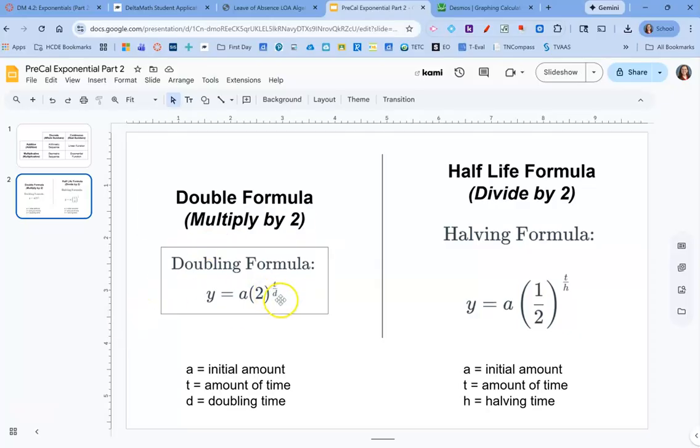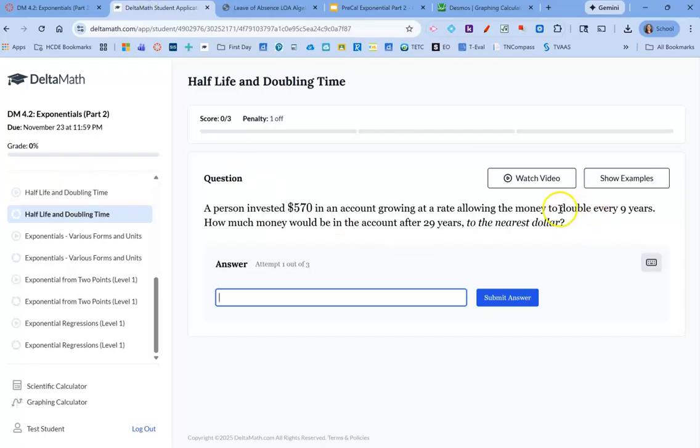And then if you're doing a doubling, this D represents the doubling time, whereas if it's a half-life, the H is representing the halving time. So for example, in this problem, it's saying it is doubling every 9 years. So the doubling value is 9, whereas the time is 29. It's the T.